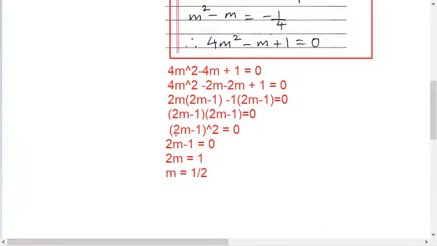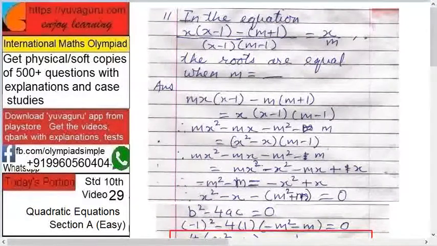So, you solve this, you get 2m minus 1 the whole square equals to 0. Therefore, 2m minus 1 equals to 0. Therefore, 2m equals to 1. Therefore, m equals to half. So, this is possible when m equals to half. That is the answer.